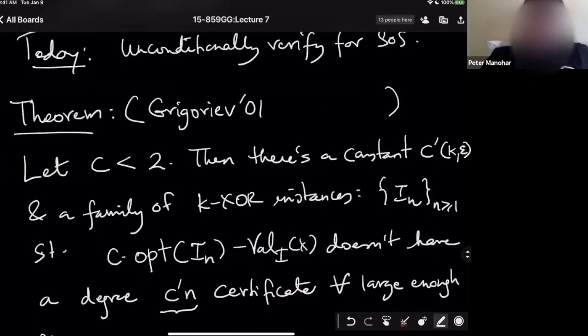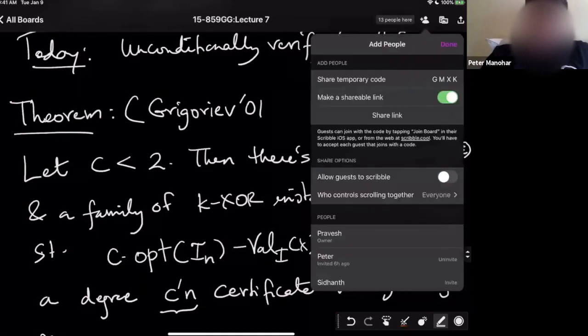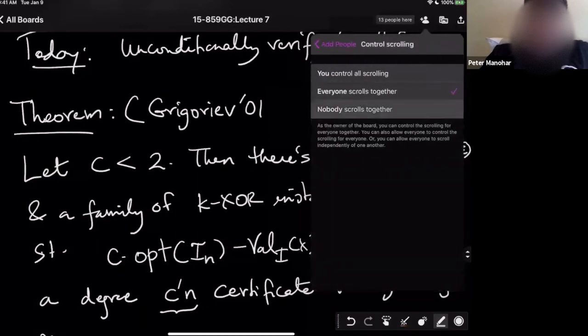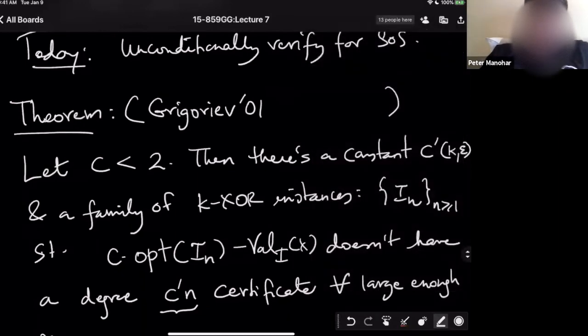Hey, Pravesh, can you turn off the scribble setting? You have the sync scrolling on. Ah, good. I thought I had fixed it, but okay, too bad. Okay, good. I think I fixed the scribble setting.